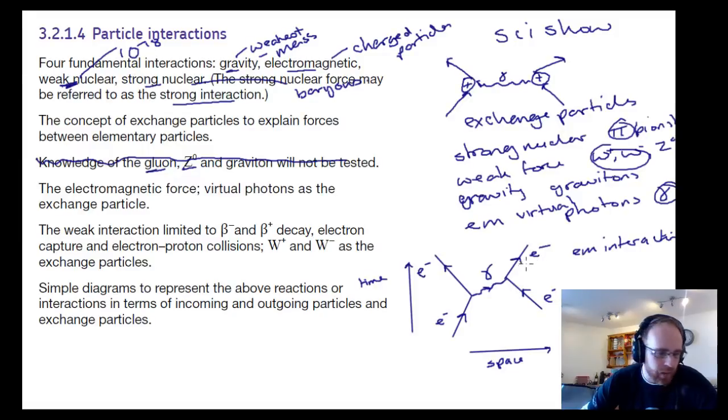Electrons repel, we know that from physics, so like charges repel. And the reason we're saying now in particle physics is because there's an exchange of particles. So the exchange particles, a photon goes from here to here, and then they change momentum and repel.